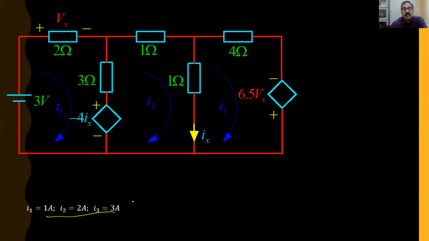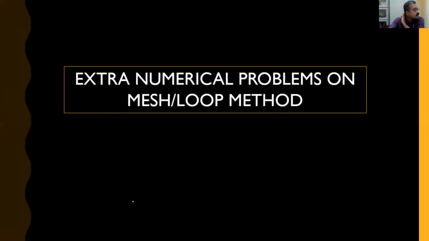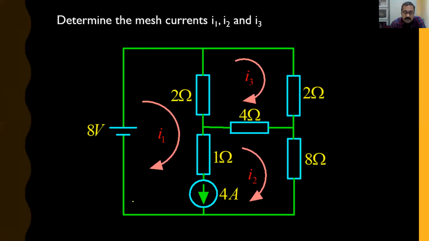Okay, so in this way, you can apply the mesh method to circuits containing dependent sources as well. Let us try some extra numerical problems on the mesh method. Determine the mesh currents I1, I2, and I3. Here we have an independent current source, which is common to loops 1 and 2. You are already given some loop current directions, I1, I2, and I3. They are in clockwise directions. So how will you solve this? Either you can assume a voltage across the 4 ampere current source, or you can straight away write using the super mesh method. Both methods we will try.